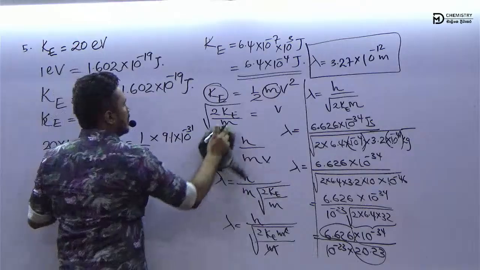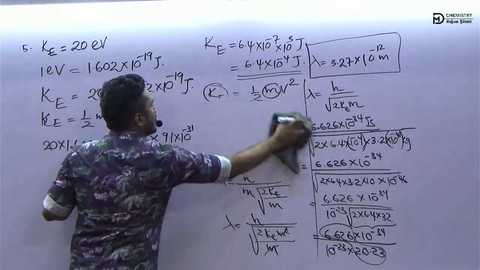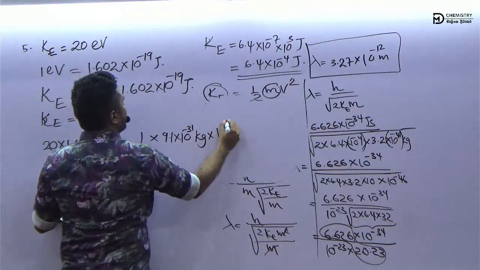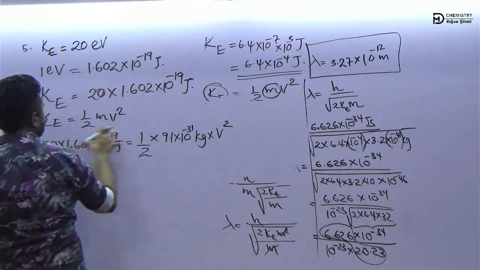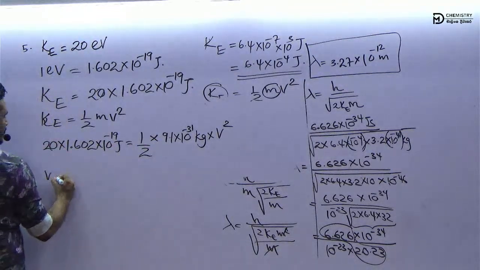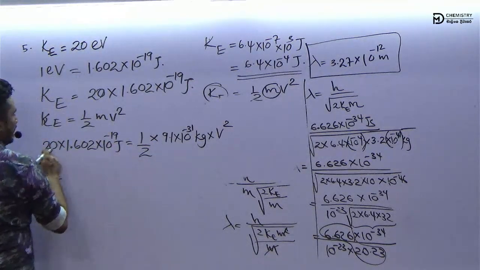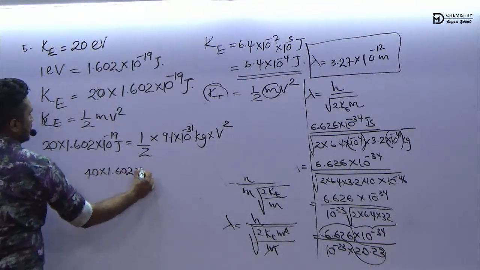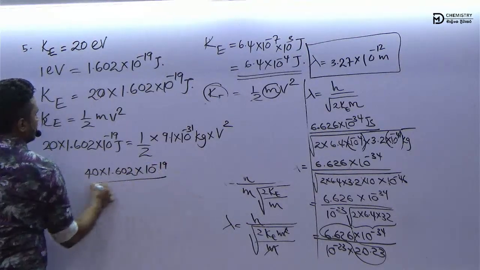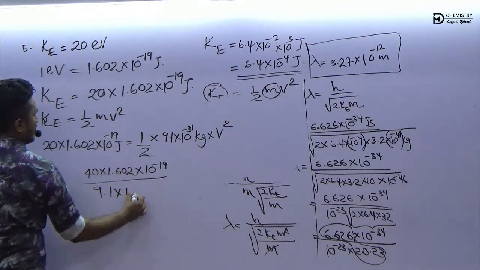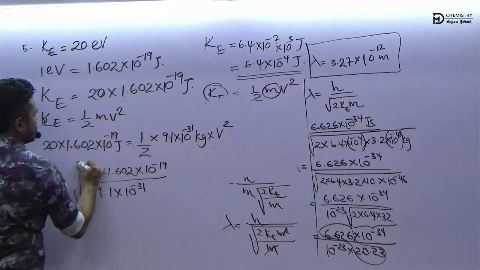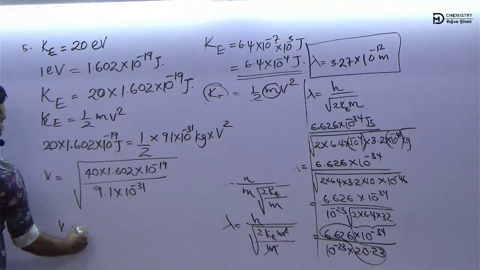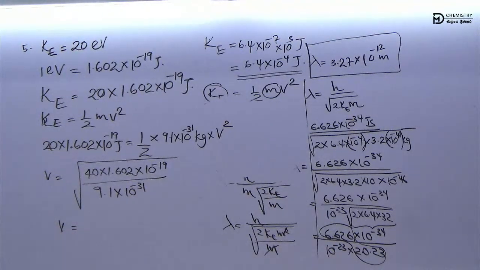I am going to remove this section because I don't have proper space here. Kilogram into v squared. So kinetic energy is equal to half mv squared. So v equals the square root of 20 into 1.602 into 10 to the power minus 19, divided by 9.1 into 10 to the power minus 31. So the final answer, let's divide this one.